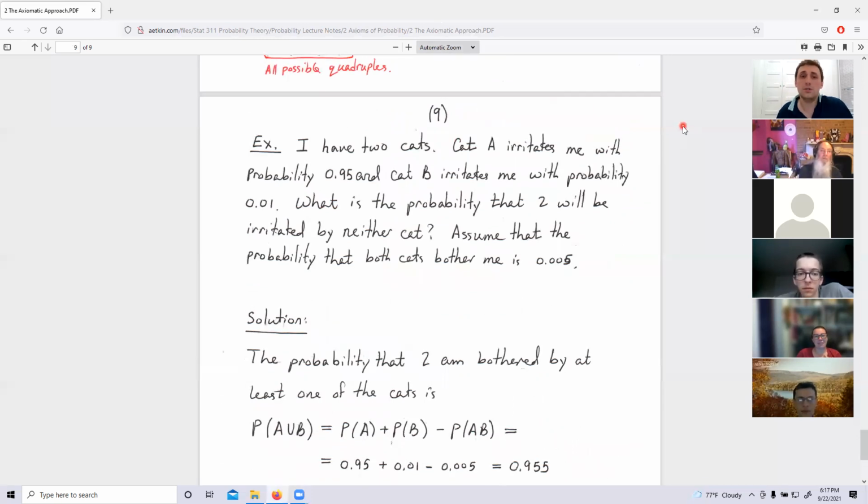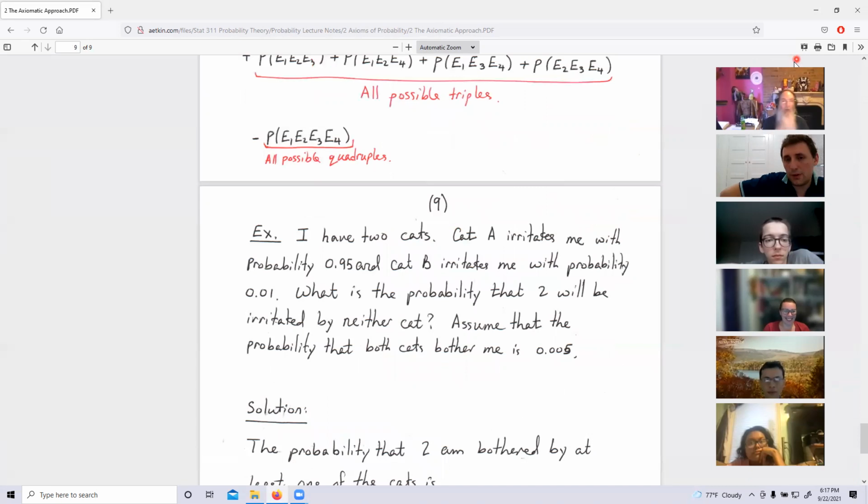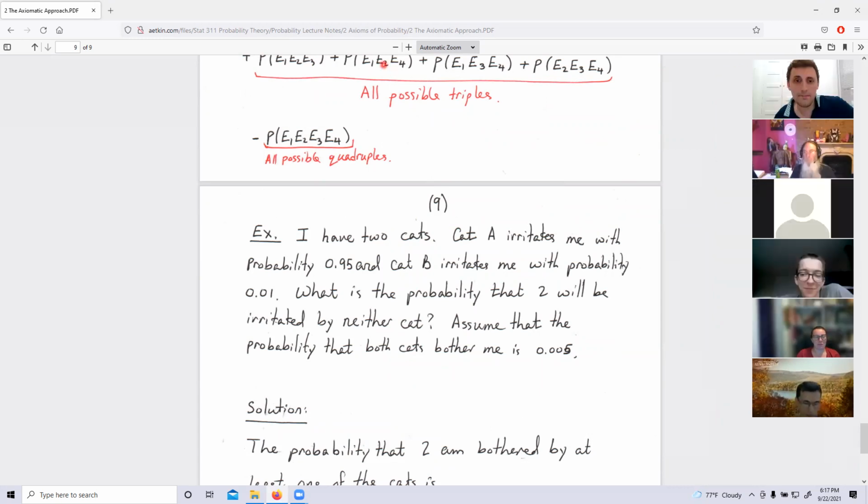And here is the situation. It's, by the way, true. I know some of you have cats, right? Yes. So I have two of them. And cat A irritates me with probability 0.95.